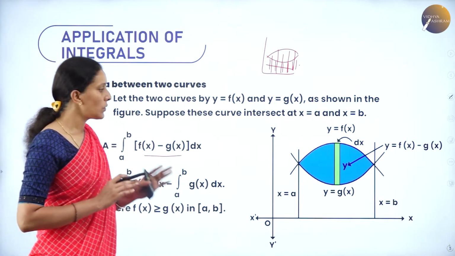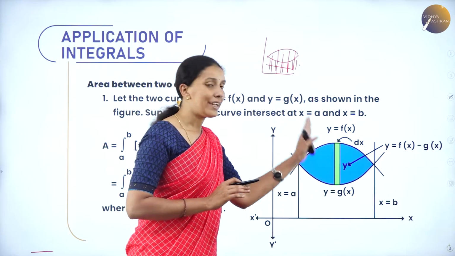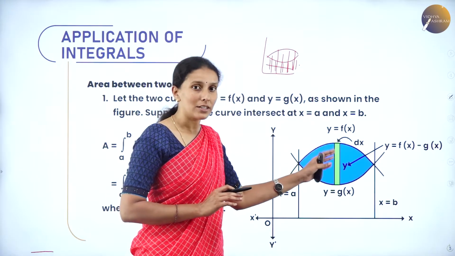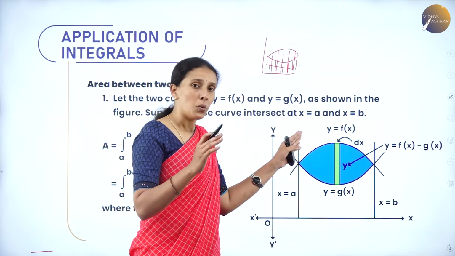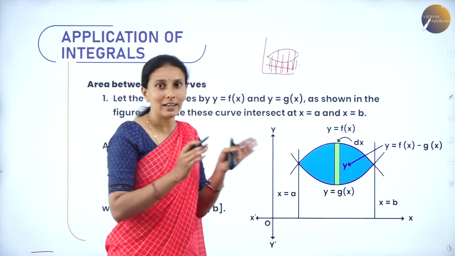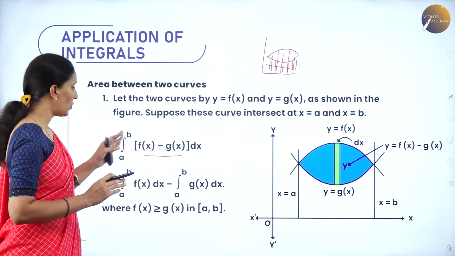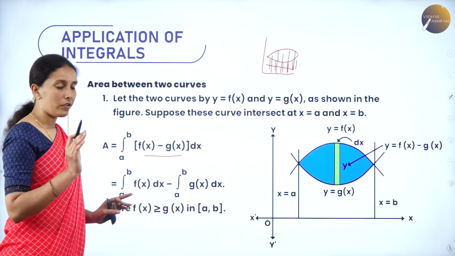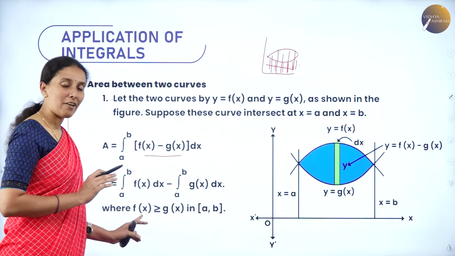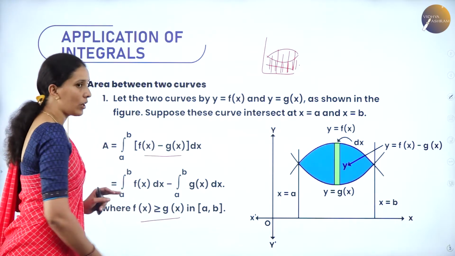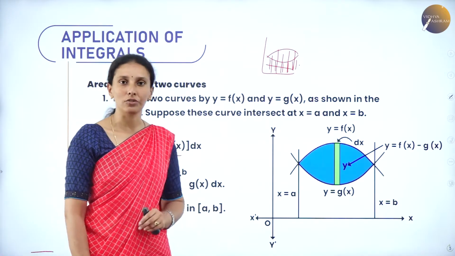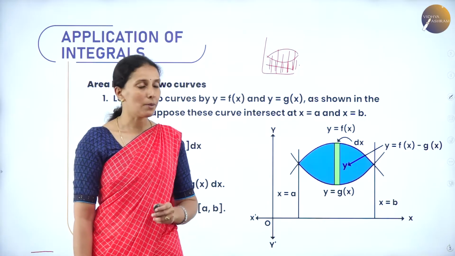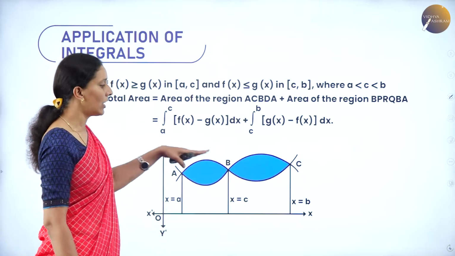And again, using the same method of finding the area of rectangles, that is very tiny rectangles, we can combine them, that is integrate them from interval a to b so that we can find the area individually. Remember here, always f of x is greater than or equal to g of x in the interval a comma b. Now suppose we have a curve like this.